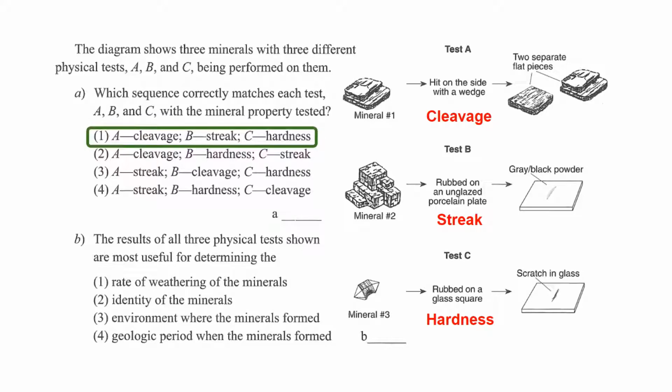And why do we test minerals in the first place? It's because we want to know what we're looking at. That is best described by 2, identity of the minerals. The key point here is that the word identity just means to name. So if you're looking for the identity of something, you're looking to name it.